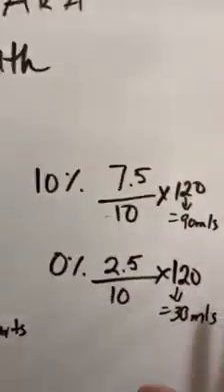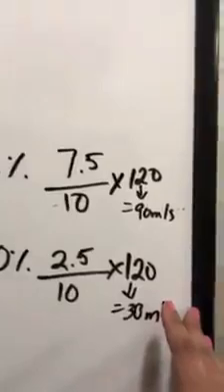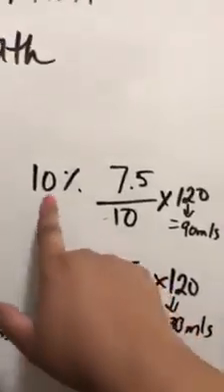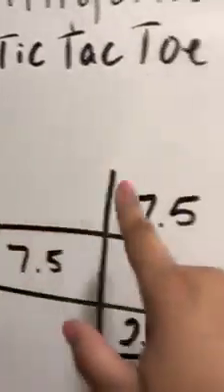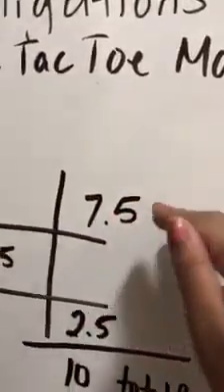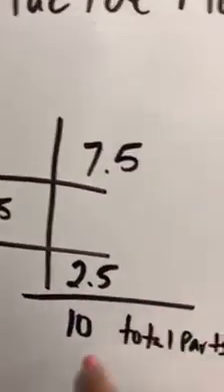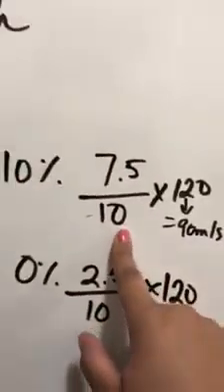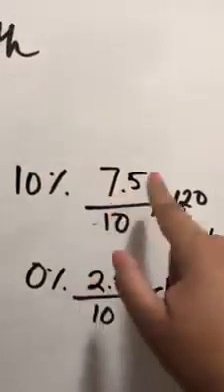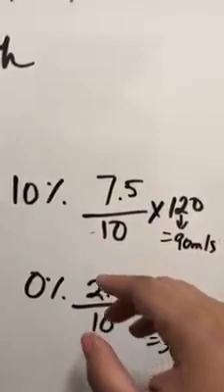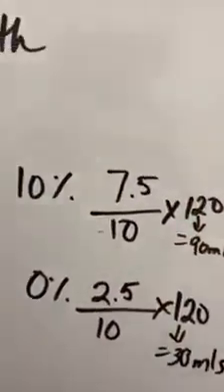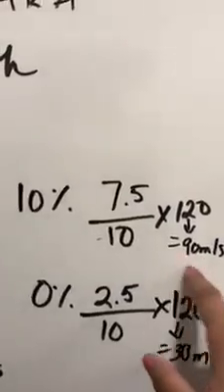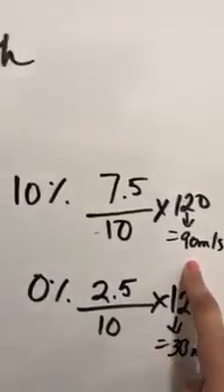Pull it off the grid, like I was showing you how to do. For the 10% solution, according to our grid, we have 7.5 parts out of 10 total parts, which is what I put here. And you must multiply it by the amount of mL so you can determine how much you'd have to pour out. So you get a total of 90 mLs.